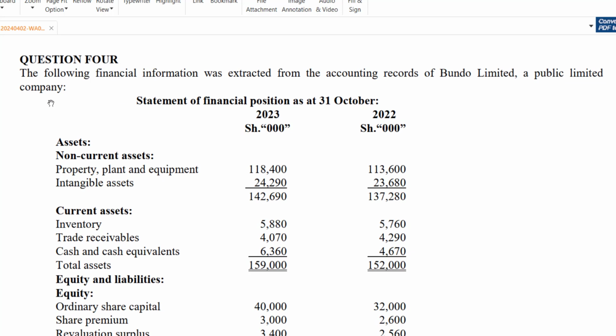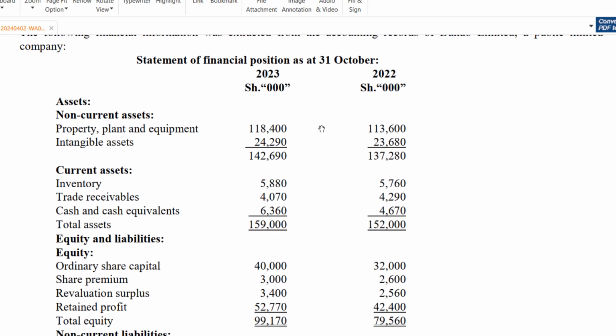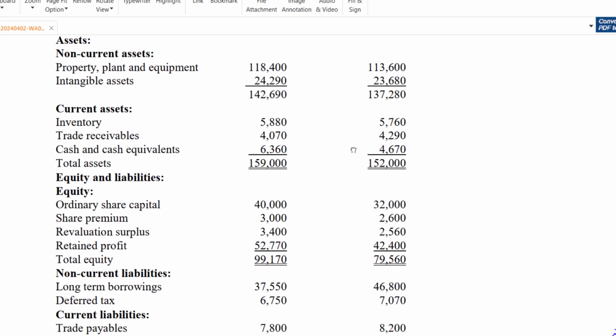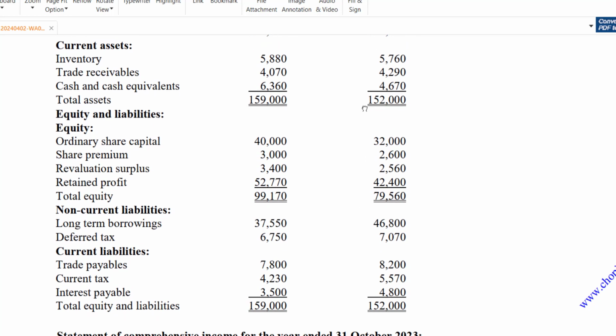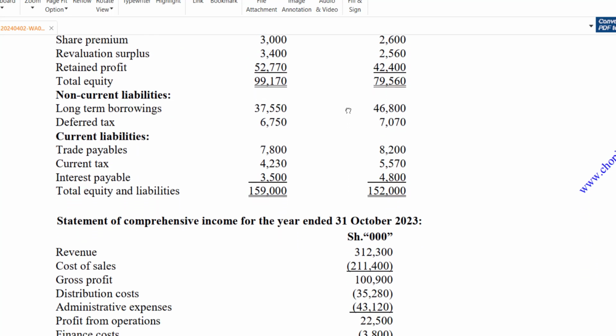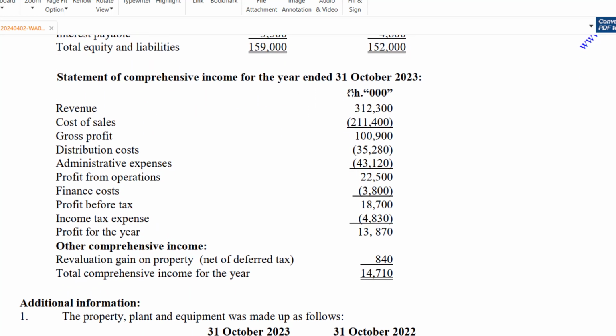The question reads, the following financial information was extracted from the records of Bundo Limited, a public limited company. We have the statement of financial position as of 31st October 2023 and 2022. So we have the two balance sheets for the 2 years. We have the non-current assets, the current assets, equity and liabilities, and we also have a statement of comprehensive income for the year ended 31st October 2023.